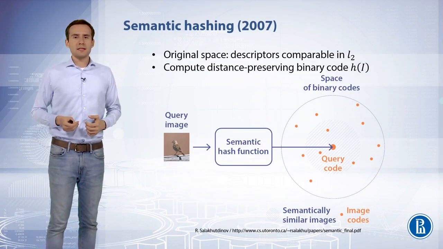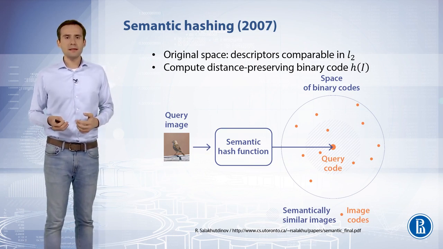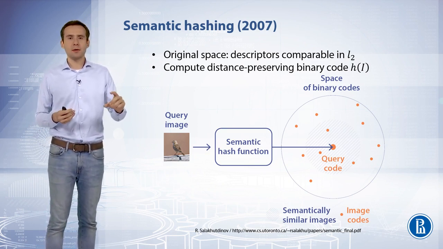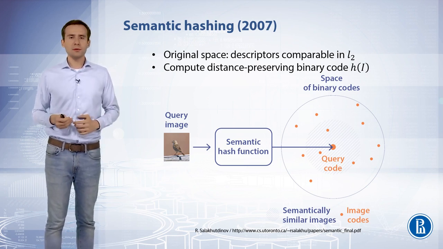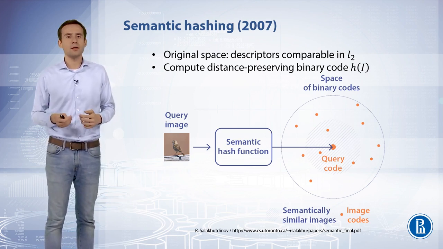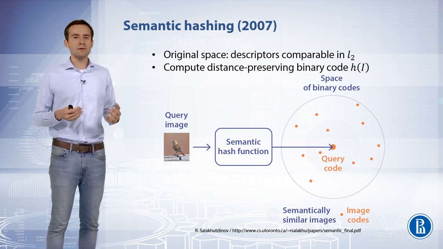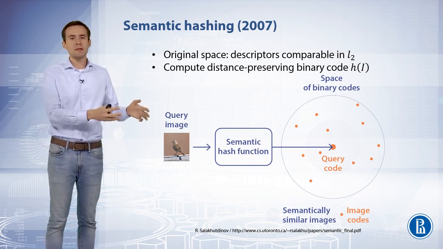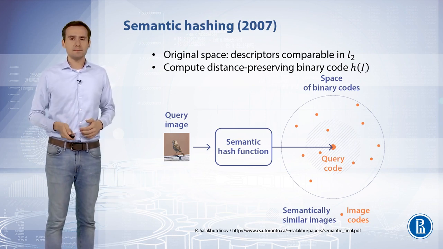Another way to quantize image descriptors is through the use of hashing. The idea of semantic hashing is to map image descriptors from Euclidean space to the space of binary codes, that is, strings of zeros and ones, in such a way that descriptors close according to Euclidean distance would map to codes close according to the Hamming distance. This implies that, for instance, 100 vectors closest to the query in the Euclidean space would generate 100 binary codes closest to the query according to the Hamming distance.